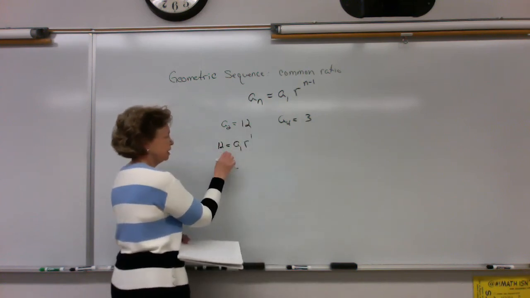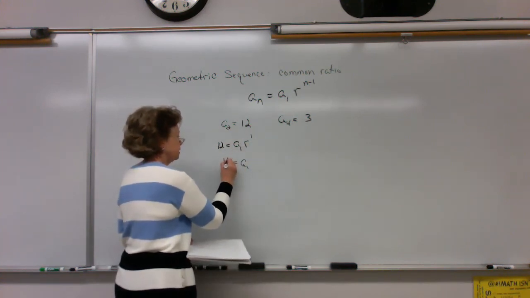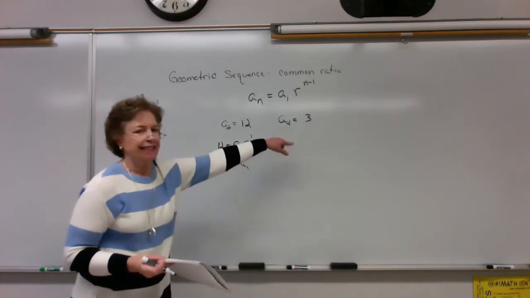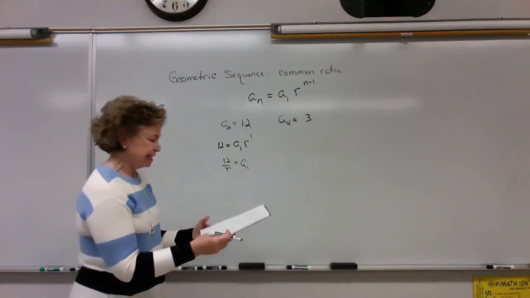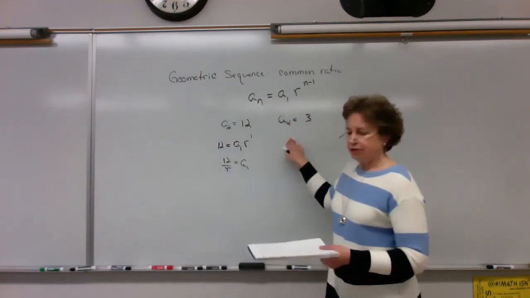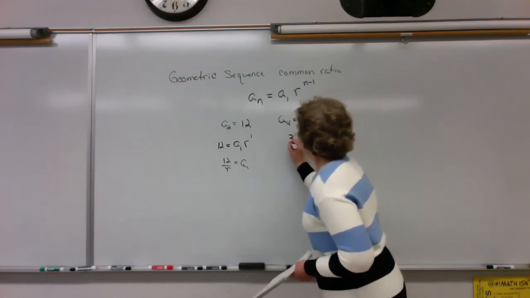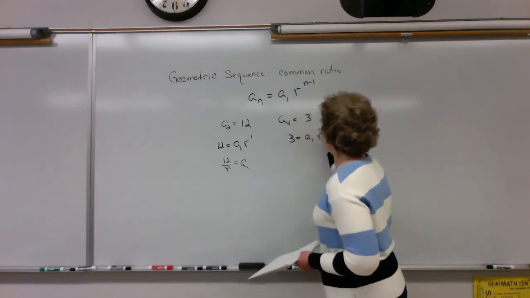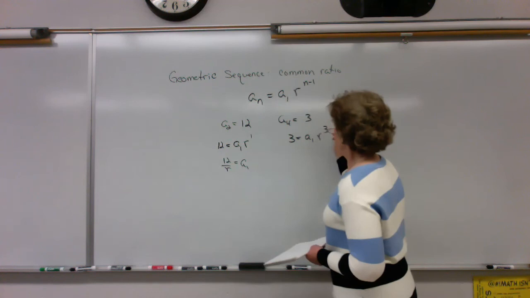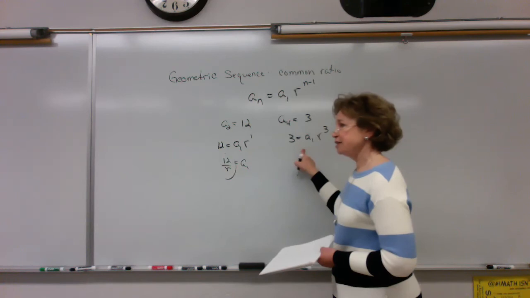So 12 equals a sub 1 times r to the first, and that means a sub 1 equals 12 over r. Doesn't matter if it's not that nice because it's going to cancel when you get here. This is just an example to look at. For this one, they told us a sub 4 equals 3. And so I'm going to write that same equation. So 3 equals the first term times r to the 4 minus 1, or 3. I know that a sub 1 is 12 over r, so we're going to replace that.